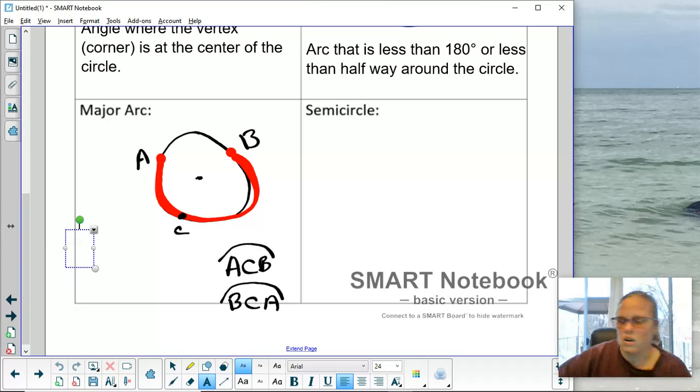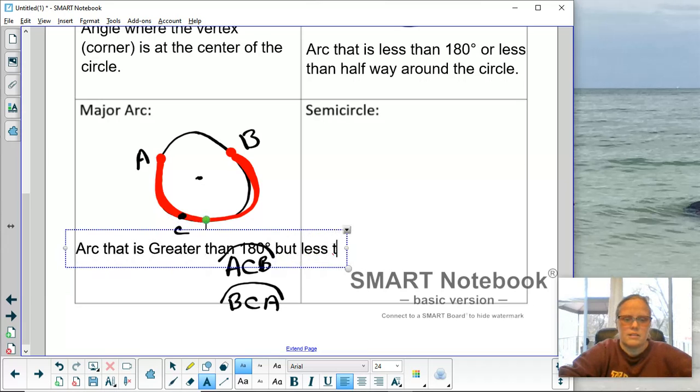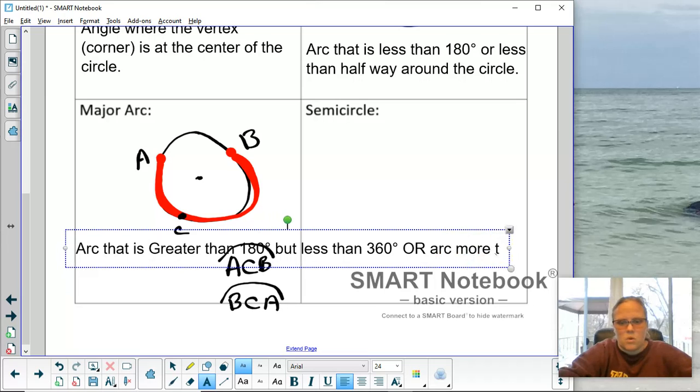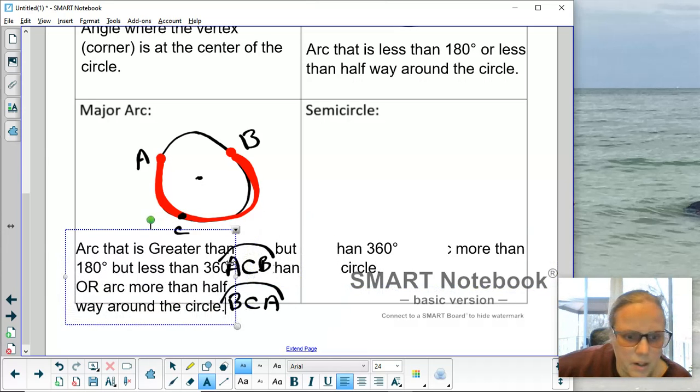So a major arc is an arc that is greater than 180 degrees, less than 360. If it was 360, it would just be a full circle. Or an arc more than halfway around the circle. Let me adjust that so you can see it better.